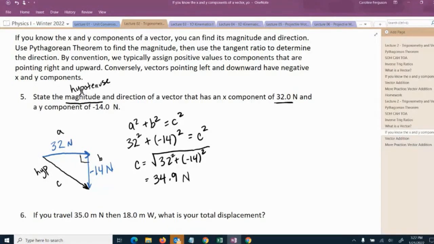Okay, magnitude cannot be negative, but when you square root something, you're never going to have a negative, so that's fine. You're not going to have a negative answer here. The negative that's in this 14 doesn't matter whether you put it in or not, because when you square it, it becomes positive anyway. So it doesn't matter whether you type that into your calculator or not.